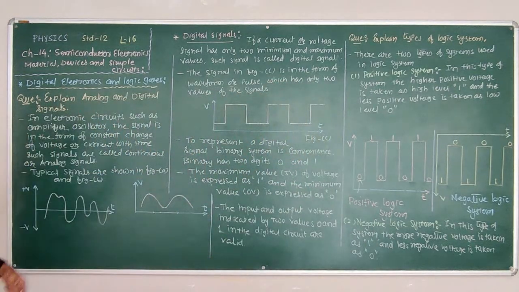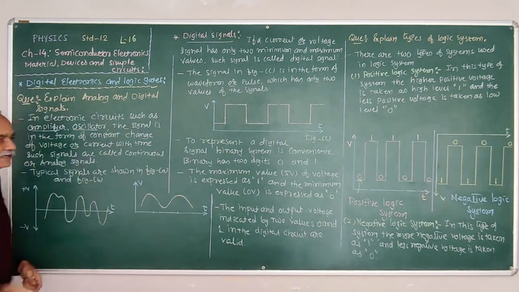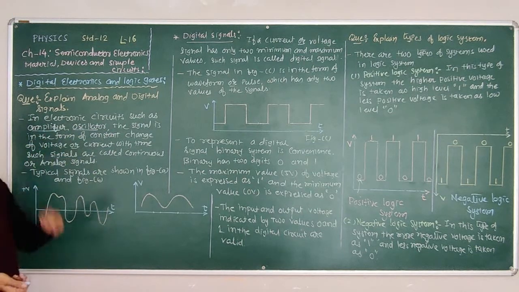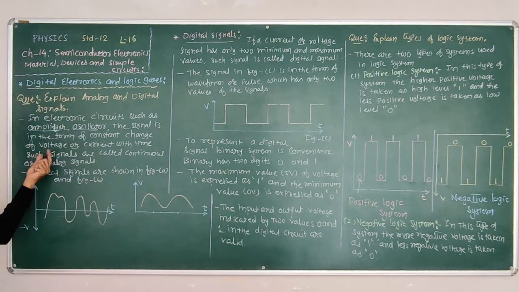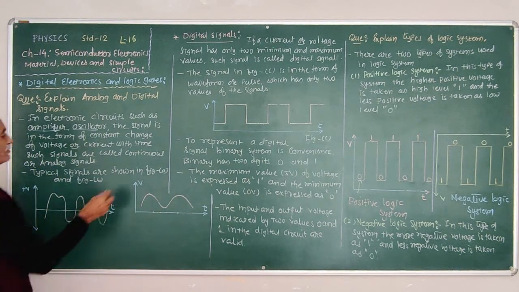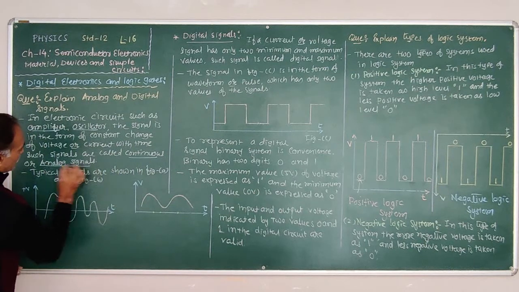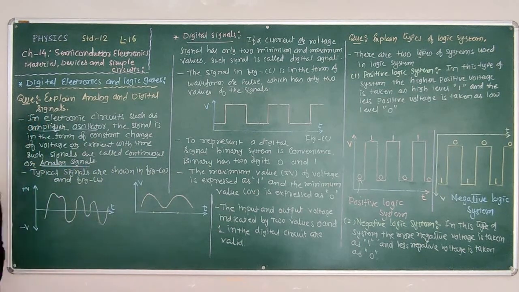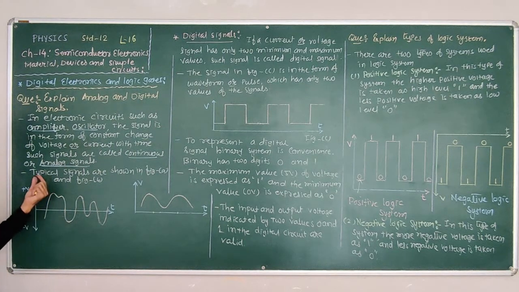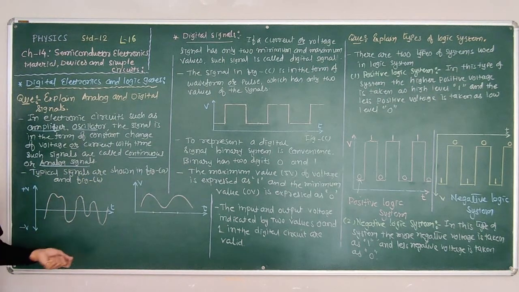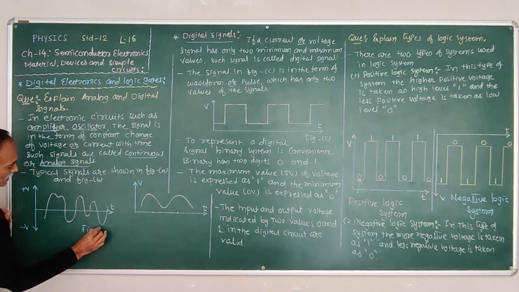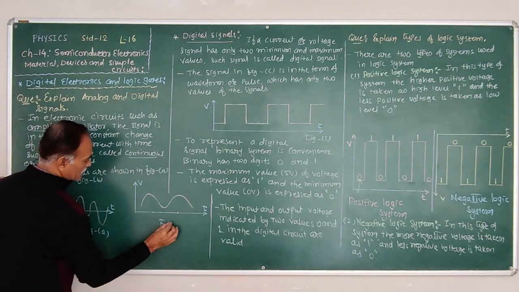Again, in electronic circuits such as an amplifier or oscillator, the signal is in the form of a constant change of voltage or current with time. Such signals are called continuous or analog signals. The typical analog signals are shown in figure A and figure B. That is our figure A and that is our figure B.